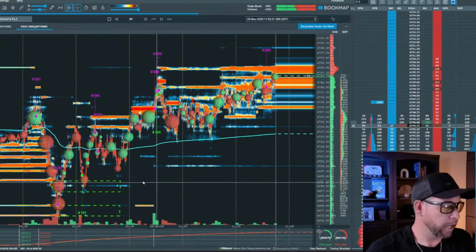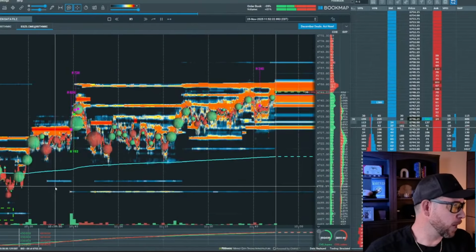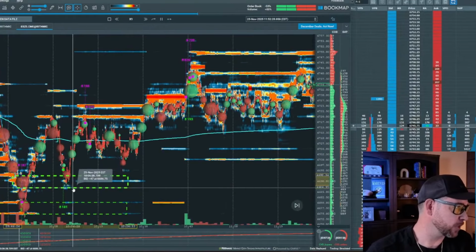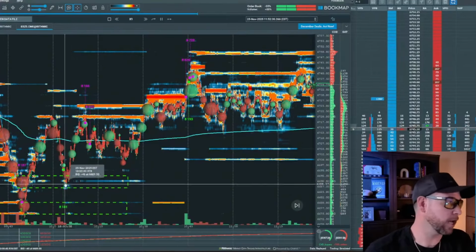So as you're earlier on, it is good to probably play smaller size, wider stops. You could put a stop all the way under this box that I drew here. Somebody asked, why wouldn't you just do that?